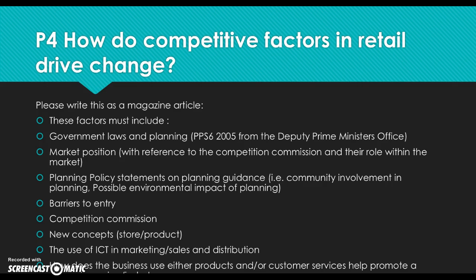P4, now this is a magazine article. You need to pick 1 retailer and then basically think about the external influences. So, what competitive factors in retail drive change? So, competitive laws and planning, PPS 6. Remember, use the booklet. These have all this information in it, you just need to collate it again. PPS 6 2005. The market position of a certain retailer. So I think I told you to look at Tesco's, you can look at them again, it's perfectly fine. Planning policy statements, which is the same as PPS 6.